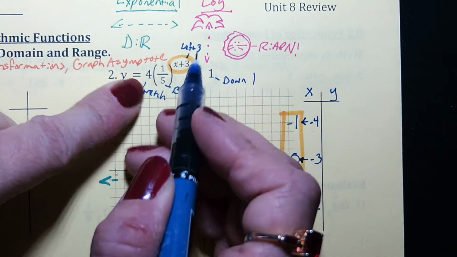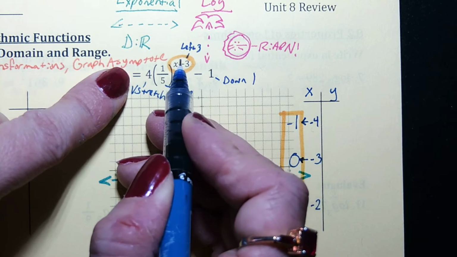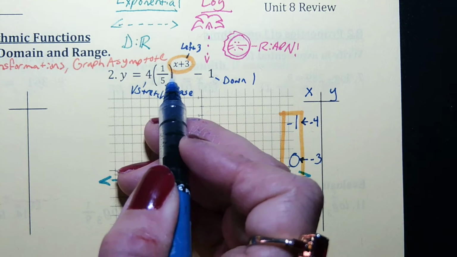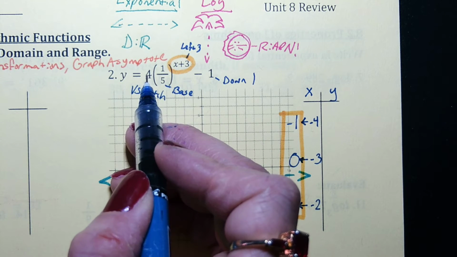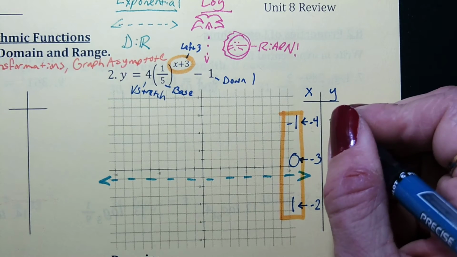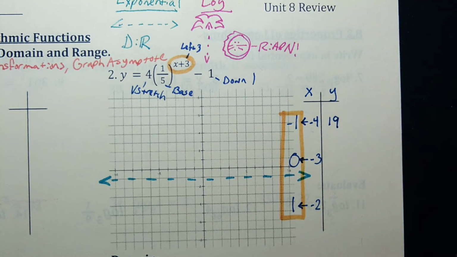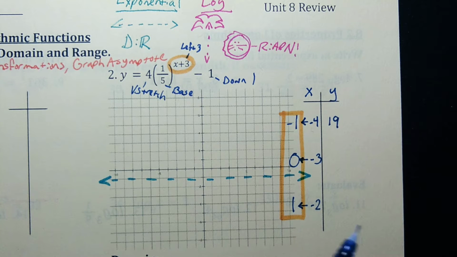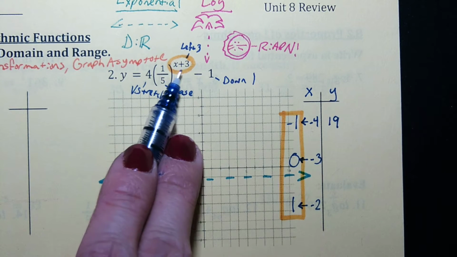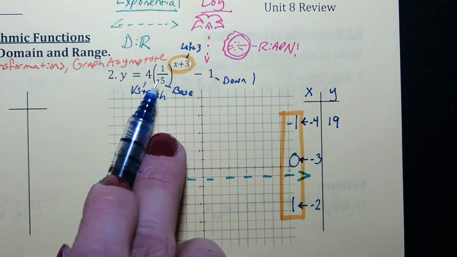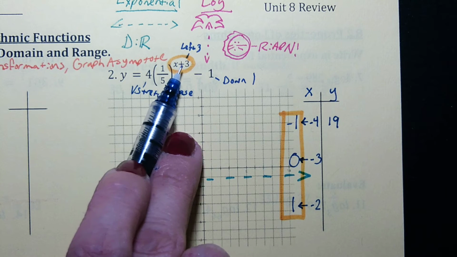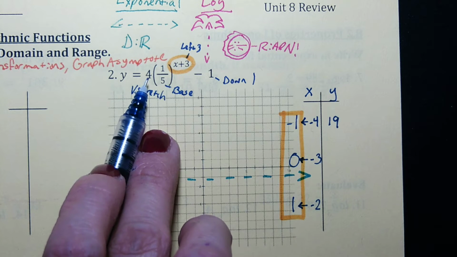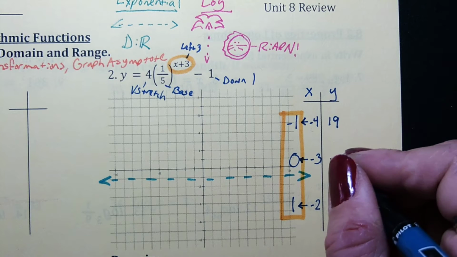So negative 4 in for the x. Negative 4 plus 3 is negative 1. 1/5 to the negative 1 is 5. 5 times 4 is 20. 20 minus 1 is 19. What a great first point that we're not going to graph. So moving on to the next one, we plug in negative 3. Negative 3 plus 3 is 0. What's 1/5 to the 0, or anything to the 0? 1. Then 1 times 4 is 4, and 4 minus 1 is 3.